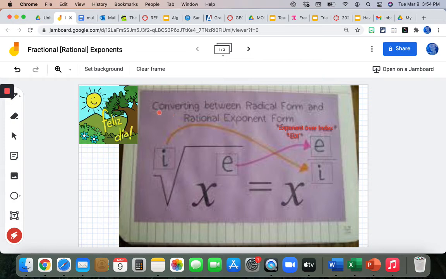So here is the note on the top. It says converting between radical form and rational exponent form. Another name for it is fractional exponent form.